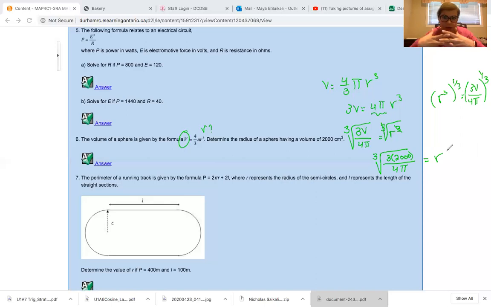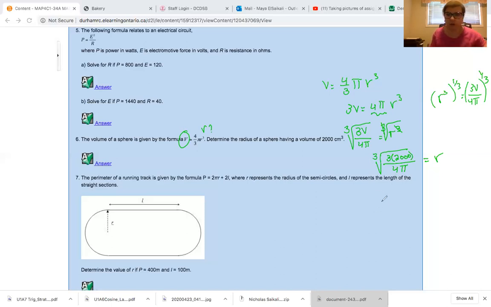It depends on what kind of calculator you have, again. Make sure that when you're doing that, your whole 3 times 2,000 divided by the 4 pi is all under the cube root. Or what I suggest that you do, you find each one separately and then you do the cube root. So what I usually tell my students, there's multiple ways. If you know how to use your calculator, you should be familiar with this. If you don't know, make sure that you do the top first.